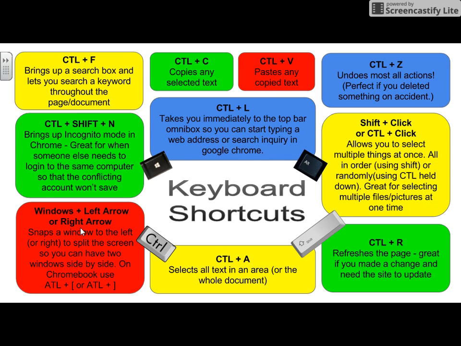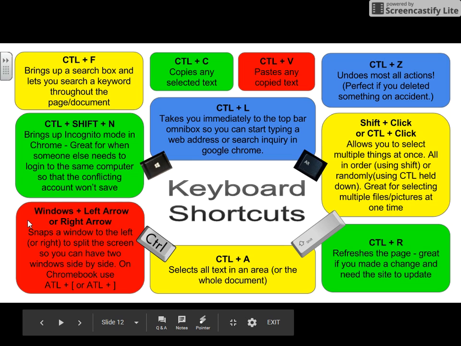Windows left and Windows right allows you to snap a window to the left and to the right, so you have two windows side by side. Just a note, on the Chromebook, it's not the same buttons. It's actually Alt and the left bracket, or Alt and the right bracket. The left bracket goes to the left, the right bracket goes to the right.